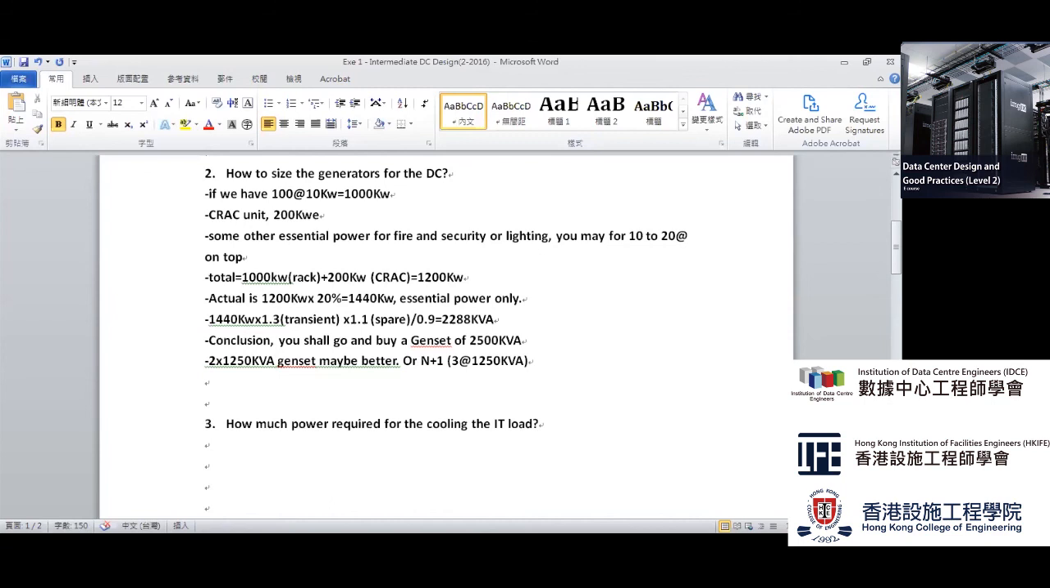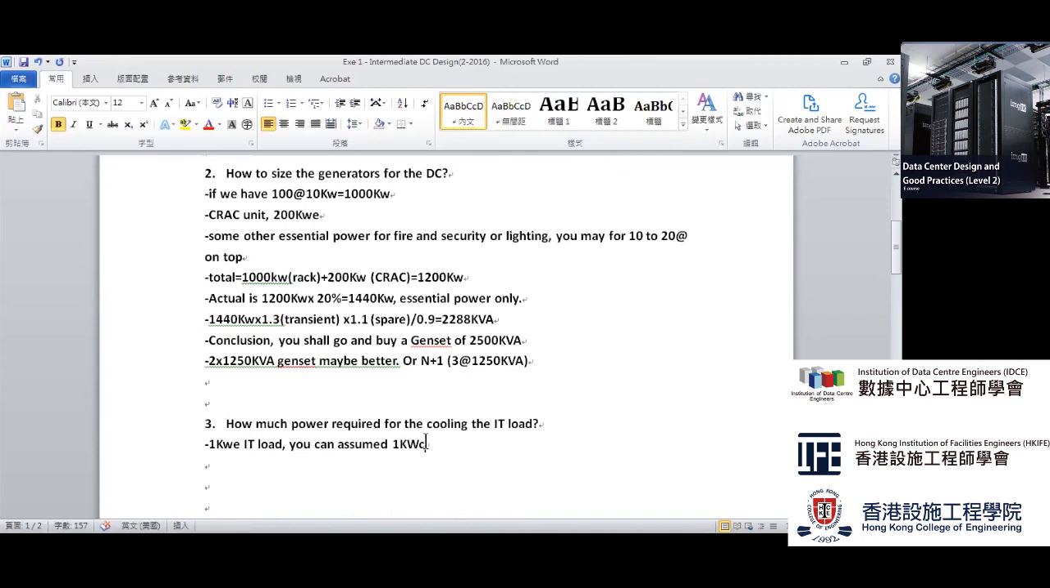Okay, how much power required for the cooling at the IT load, right? Basically, for 1 kilowatt IT load, quite simple, you can assume 1 kilowatt electric cooling, let's put it that way. But that's the general rule of thumb.